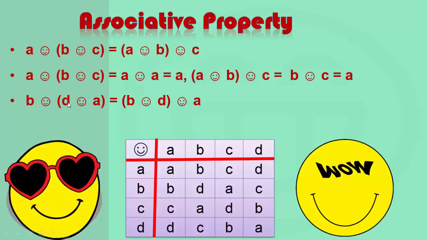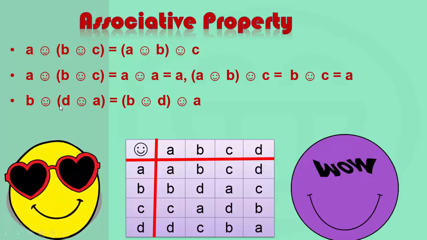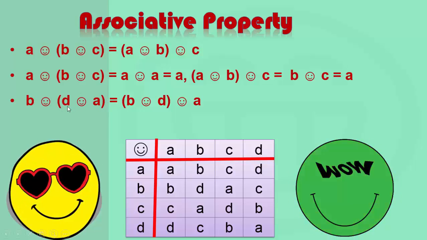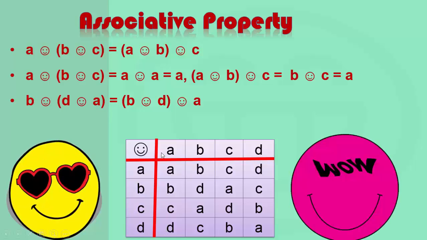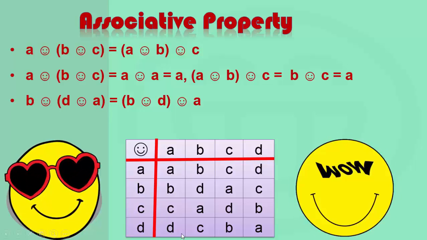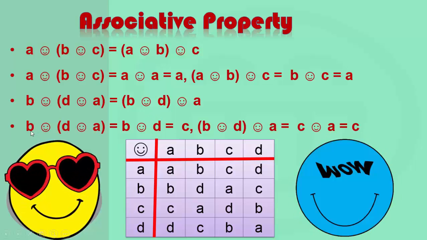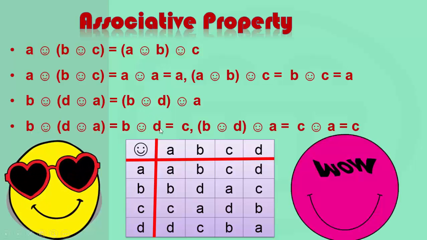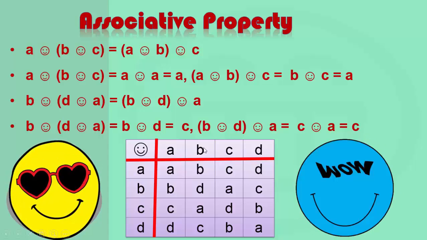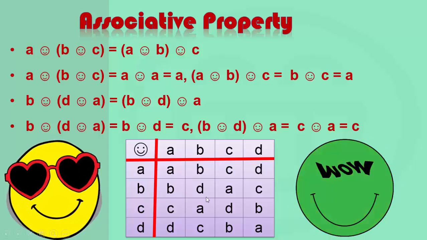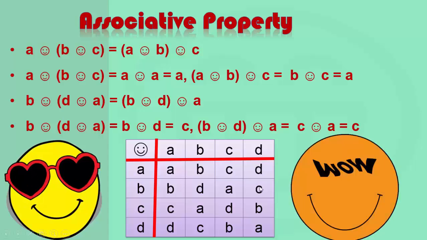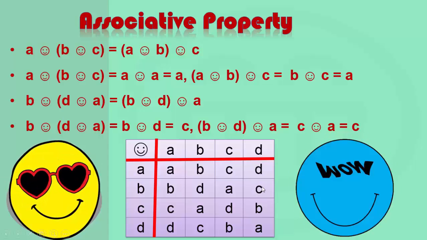So we look at our order of operations. That means we do the bracket first. So we do D ☺ A. So here we have D, here we have A, and we see it intersects at D. And we put D. And so we end up with B ☺ D. Now we look at B ☺ D, and we see that it intersects at C.